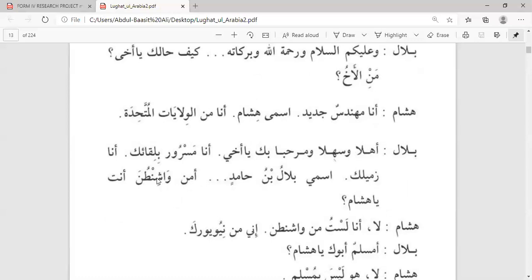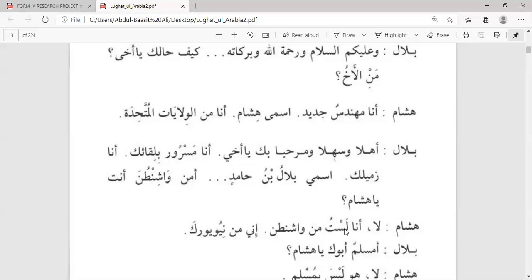"Ana min Washington?" Are you from Washington? Literally, but this is how you ask it in Arabic. Are you from Washington, ya Hisham, oh Hisham? Hisham says, "La. Ana lastu min Washington." So in this exercise, if you notice, this word laisa and the different forms, how it changes when it attaches to different pronouns, you will see as you go through. I'll point it out.